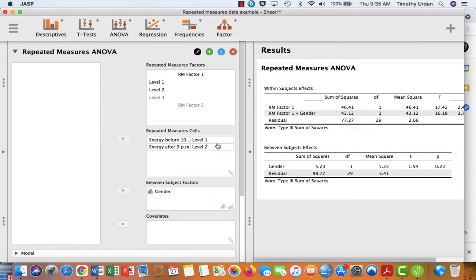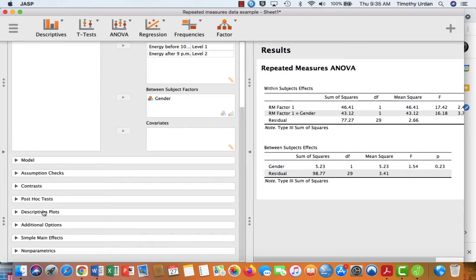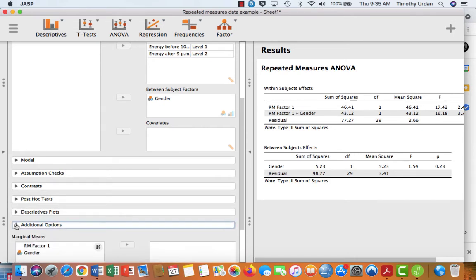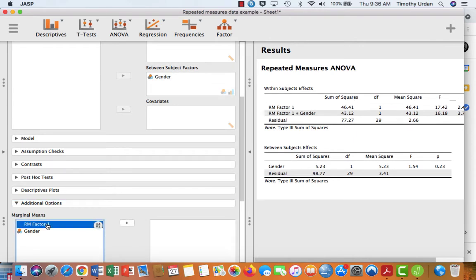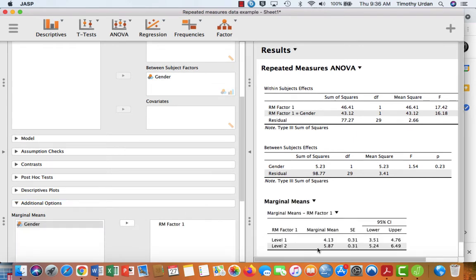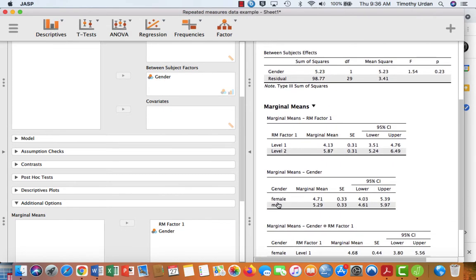So if we want to scroll down and look at some of our options here, let's see. We can get the marginal means. And we can see, remember, this main effect for the within subjects factor is statistically significant. It looks like on average, when you collapse genders, people have more energy at night than they do in the morning. I know that's true for me. You can also look at the marginal means for gender and see that on average, females report being less energetic when you collapse the 2 time points than males do. But that's not a statistically significant difference, as we saw up here.